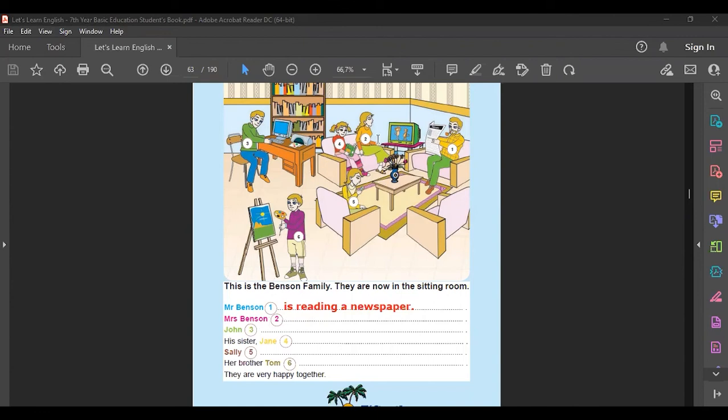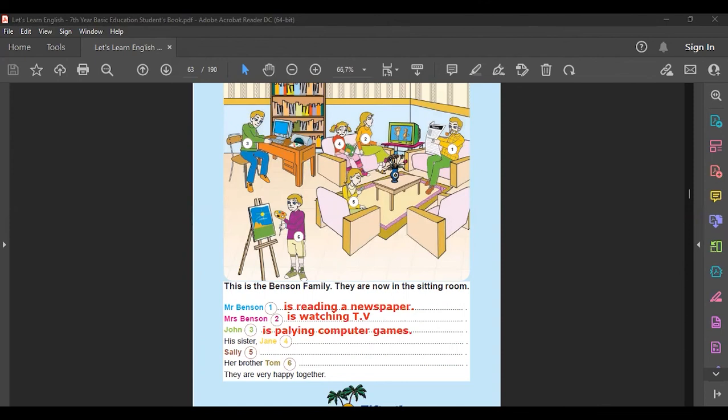So Mrs. Benson, number 2. Look at Mrs. Benson. Mrs. Benson is watching TV. Next, John, number 3. Where is John? This is John and he is in front of a computer. So John is, for example, playing computer games. John is playing computer games.